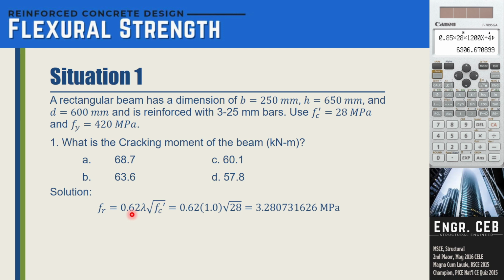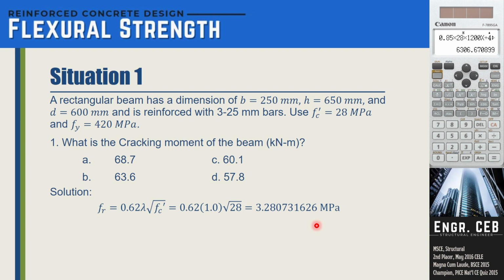And then for the f'c, we call this the 28-day compressive strength of the concrete. When we say 28-day compressive strength, this is the strength that is achieved by the concrete after 28 days. So we substitute 0.62 times 1.0 times the square root of 28. The value of the modulus of rupture is 3.280731626 megapascal. This is now the stress that will cause the beam to crack.